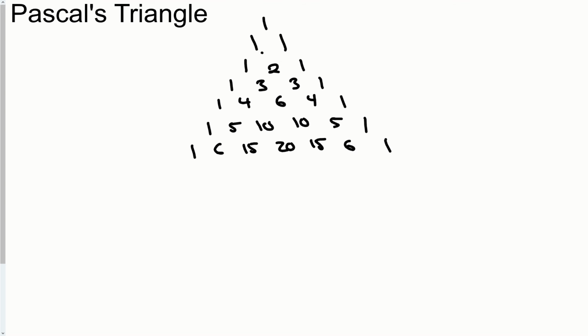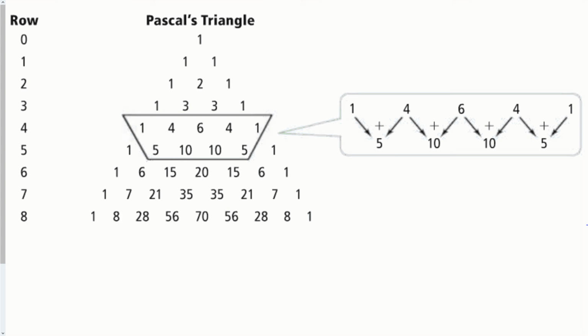Okay? And here it is, nice and written out, row 1 to 8. The way you get 5 is you add 1 and 4. The way you get 10 is you add 4 and 6. Now, this is row 0. The row number can be found by looking at the second term. So this is row 1, 2, 3, 4, row 8 down there.